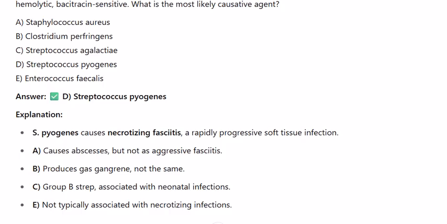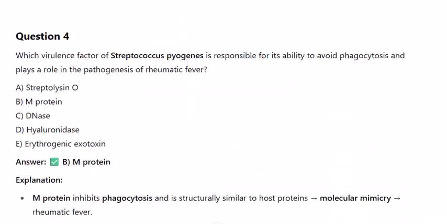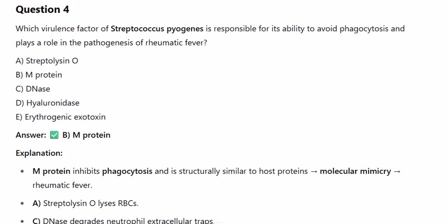Question 4. Which virulence factor of Streptococcus pyogenes is responsible for its ability to avoid phagocytosis and plays a role in the pathogenesis of rheumatic fever? A. Streptolysin O. B. M protein. C. DNase. D. Hyaluronidase. E. Erythrogenic exotoxin. Answer: B. M protein.